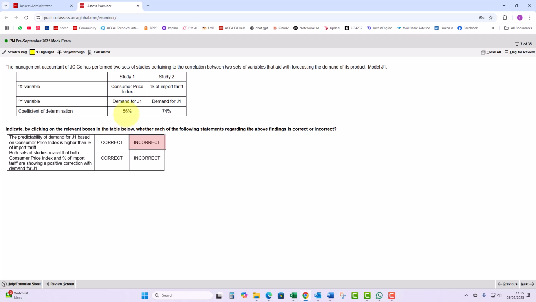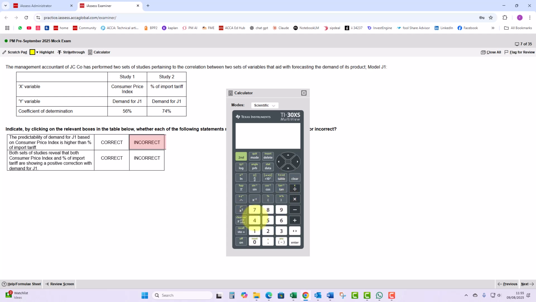Now you could do the calculation, so to turn coefficient of determination into correlation, you don't actually need to do it for this, but we might as well demonstrate how to do it. So to find the correlation coefficient, we take the square root of the coefficient of determination, which we enter as a decimal, and then it tells us it's 75%. So that's the correlation coefficient for study 1. However, we don't need to do the calculation here.